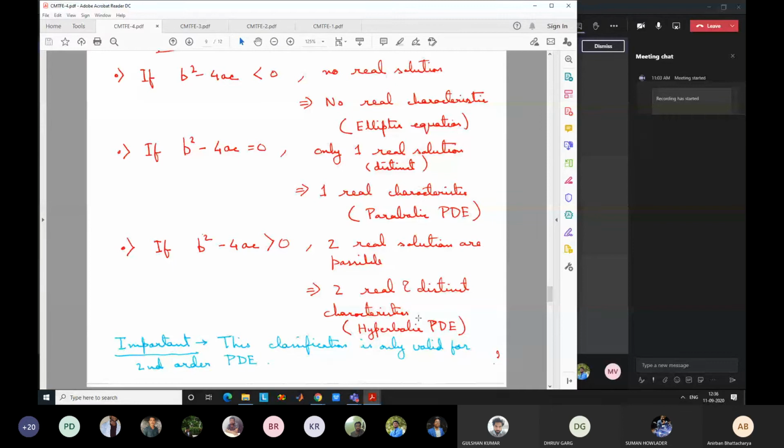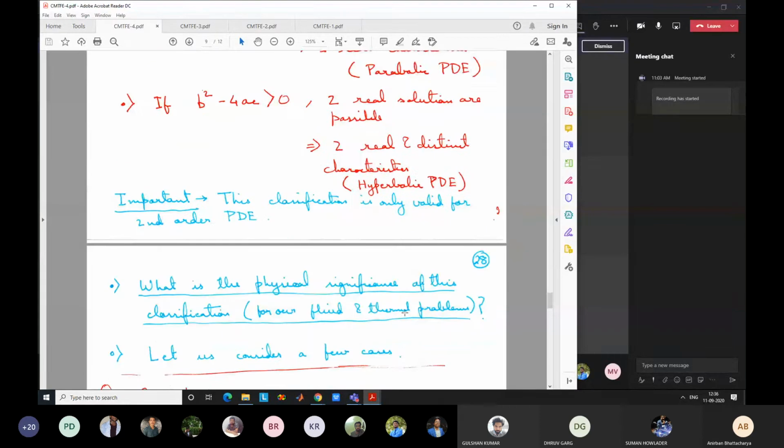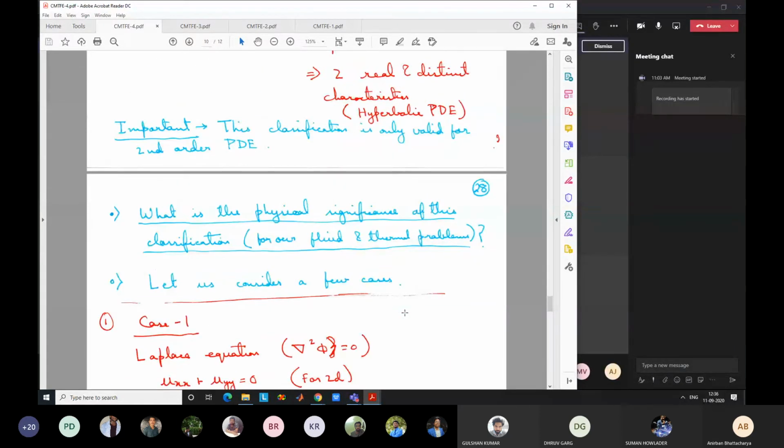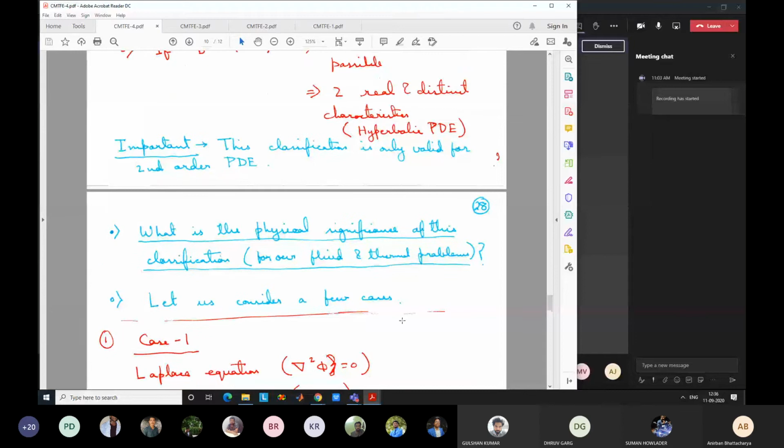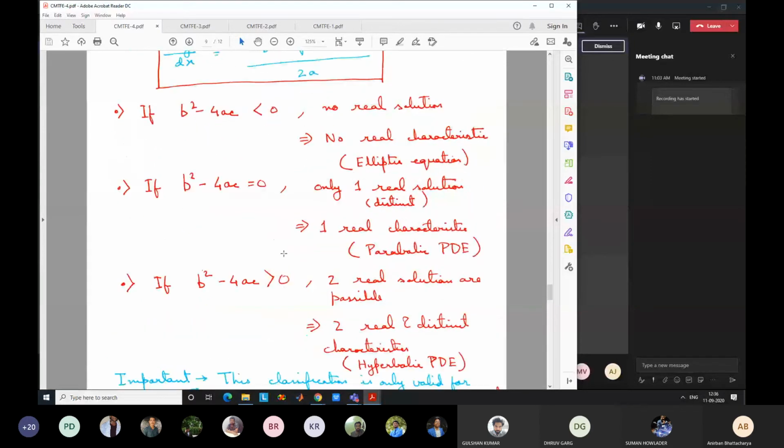So for this case obviously the solution should be different because its behavior is so different from the other type. This is the type of intuition that we want to develop physically, how this classification is going to affect our problem. So through a few real life examples, we will now try to understand the physical significance of the problem, instead of just thinking in terms of mathematics.